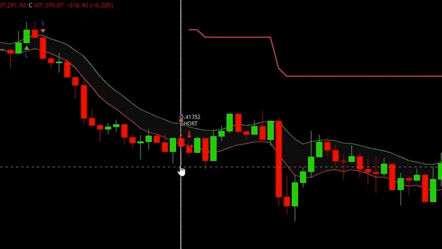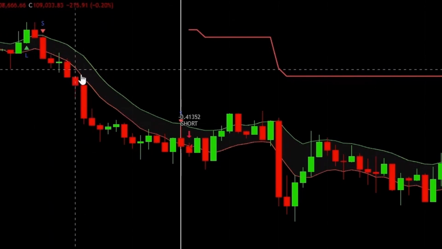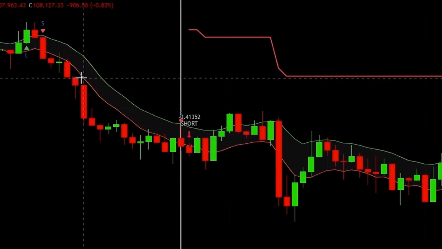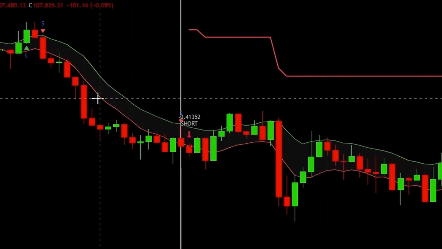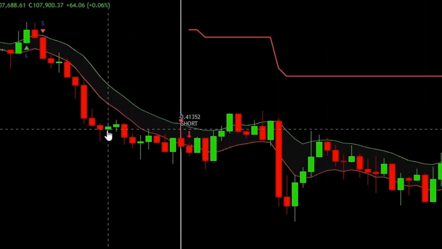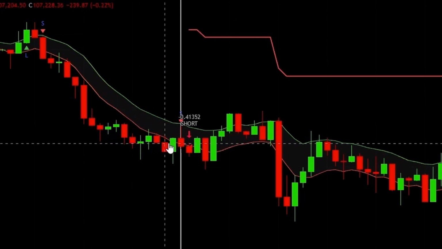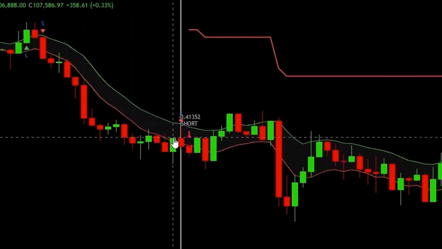For a valid short entry, first what we need to see is that the price is closing under both of these EMAs. If you remember, this is our 10 length EMA with a high source and with a low source. Once we have the price moving under the EMAs, we are waiting for the price to close back above the lower EMA, so in between the two EMAs in this so-called EMA channel. That close happens on this candle.